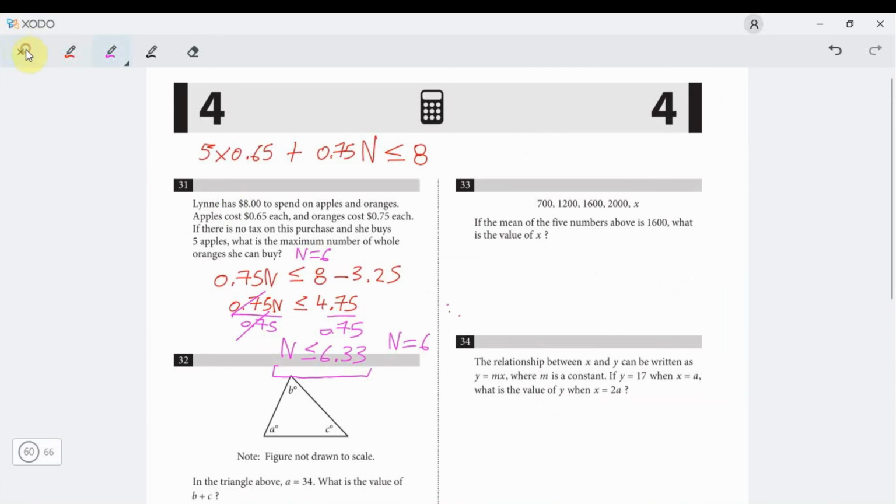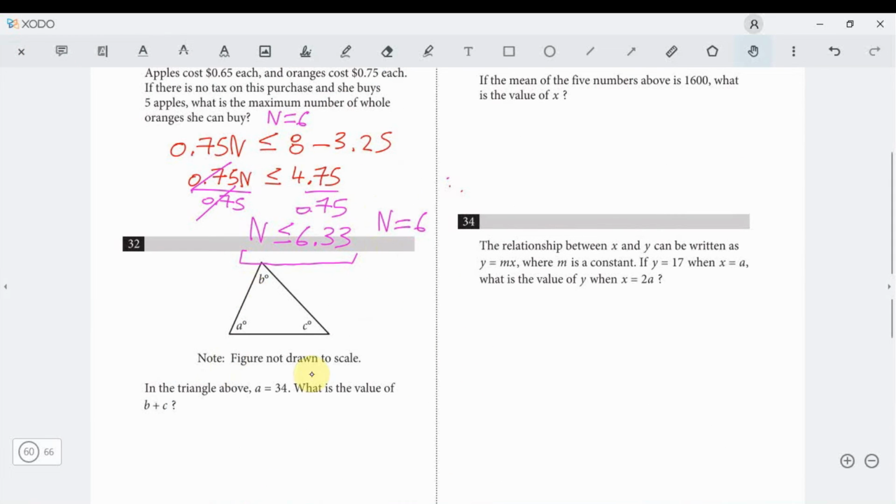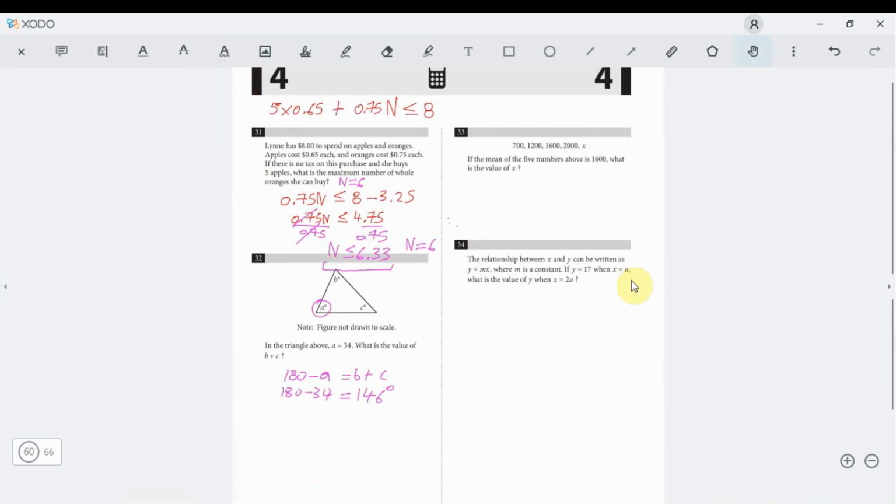Okay, number 32. It says, in the triangle above, A is 34, what's B plus C? First thing, angles in a triangle sum to 180. So 180 minus A gives you B plus C. So 180 minus 34, that is 146 degrees. That is it, 146 degrees. Nice. So that is the answer, we're done. Wow. So I guess since it says valid, you just shade in 146.